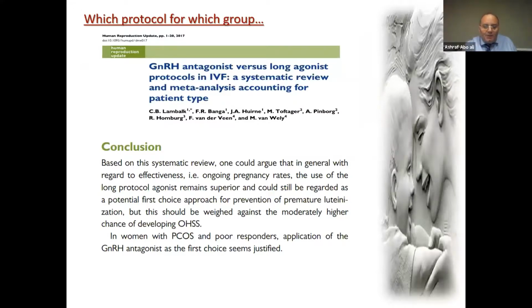We can read this very important conclusion: based on this systematic review, one could argue that in general, with regard to effectiveness and ongoing pregnancy rate, the use of the long agonist protocol remains superior and could still be regarded as a potential first choice approach for prevention of premature luteinization. But this should be weighed against the moderately higher chance of developing ovarian hyperstimulation syndrome in women with PCOS, and in poor responders application of GnRH antagonist as a first choice seems justified. And so we agree that in PCOS and poor responders, antagonist is the first choice. And in average or normal responders, you can use both, but up to the moment, according to the authors, the long protocol is more preferred. And also in my experience and that of a lot of my colleagues, maybe this is the preferred protocol.